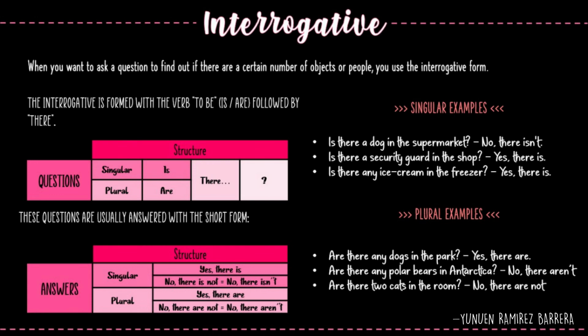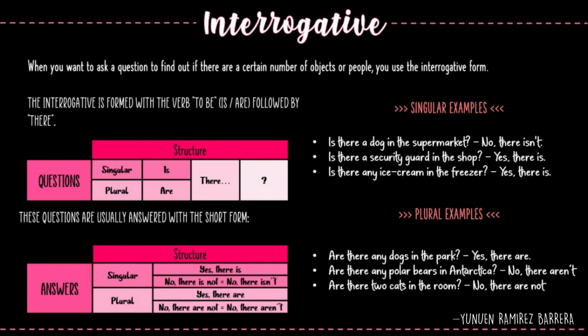Structure, singular. If your answer is affirmative, you must say, yes, there is. But if your answer is negative, you must say, no, there is not, or no, there isn't. Plural. If your answer is affirmative, you must say, yes, there are. But if your answer is negative, you must say, no, there are not, or no, there aren't.